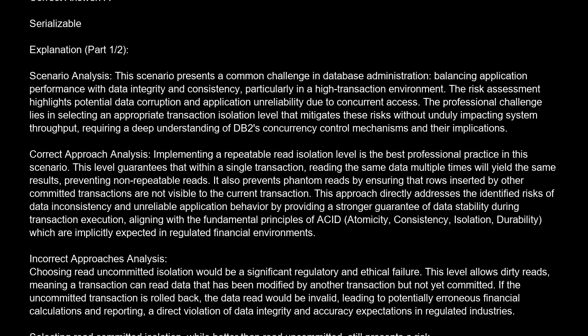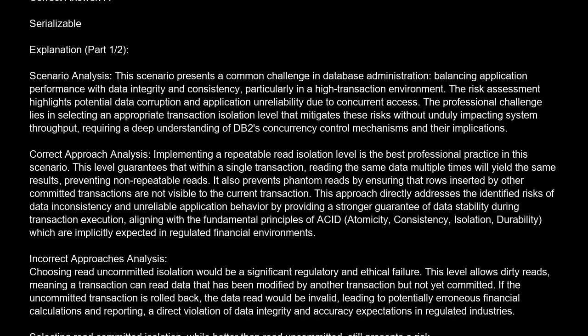This approach directly addresses the identified risks of data inconsistency and unreliable application behavior by providing a stronger guarantee of data stability during transaction execution, aligning with the fundamental principles of ACID, atomicity, consistency, isolation, durability, which are implicitly expected in regulated financial environments. Incorrect approaches analysis.